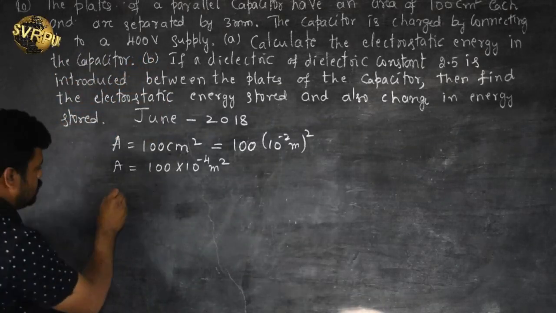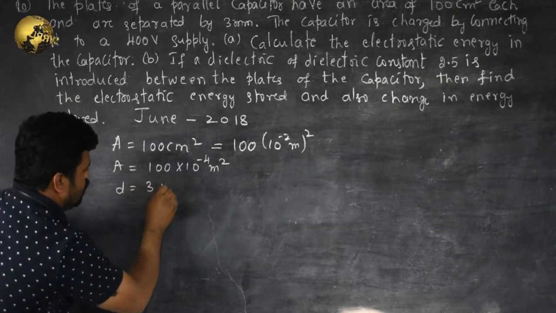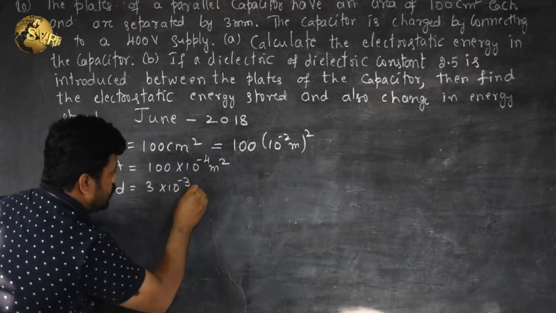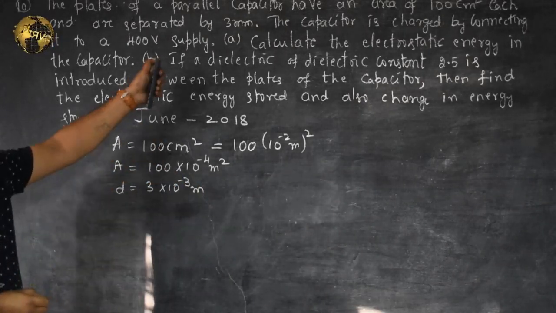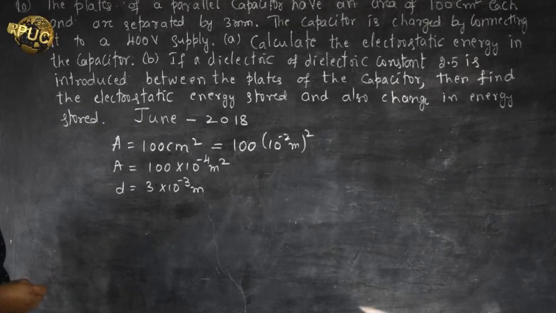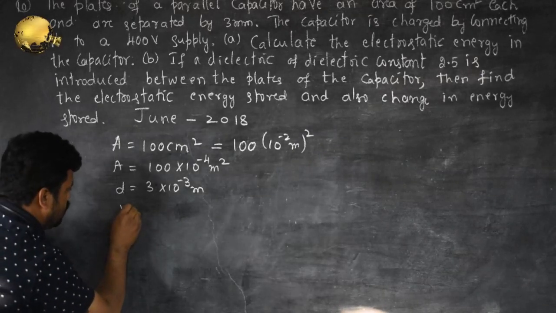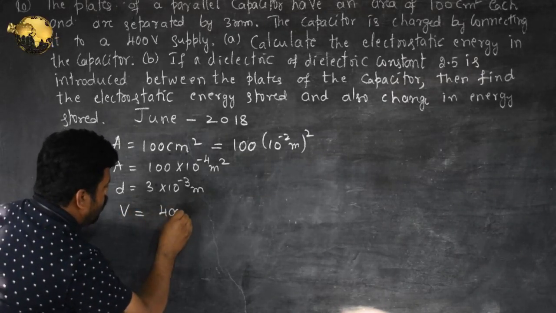The plates are separated by 3 millimeters. So the distance between the plates D is equal to 3 into 10 to the power minus 3 meter. The capacitor is charged by connecting it to a 400 volt supply. So the voltage supplied to the capacitor is 400 volt.